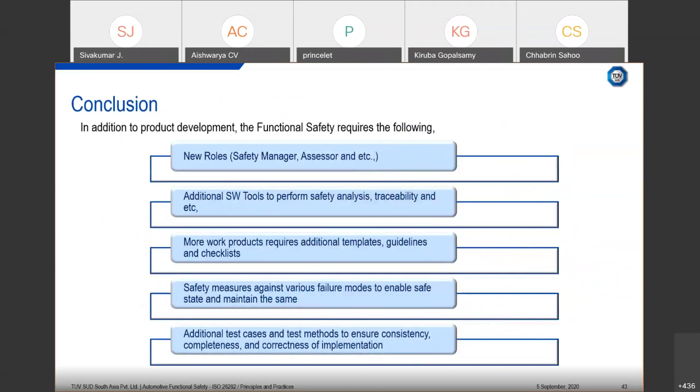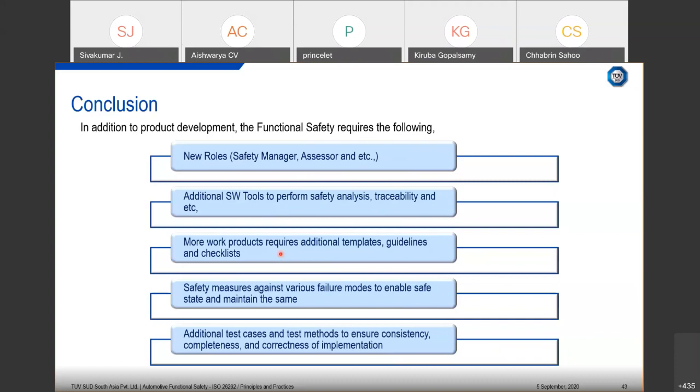Okay, finally, I would like to conclude that in addition to product development activities and artifacts, functional safety requires some of the following additional things. One is it needs some additional roles and responsibilities like safety manager, assessor, and so on. Additional software tools to perform various safety analysis, traceability, etc. That also needs to be added. And it requires more and more work products, due to which you should have proper templates, guidelines, checklists, and so on that are required to meet functional safety.